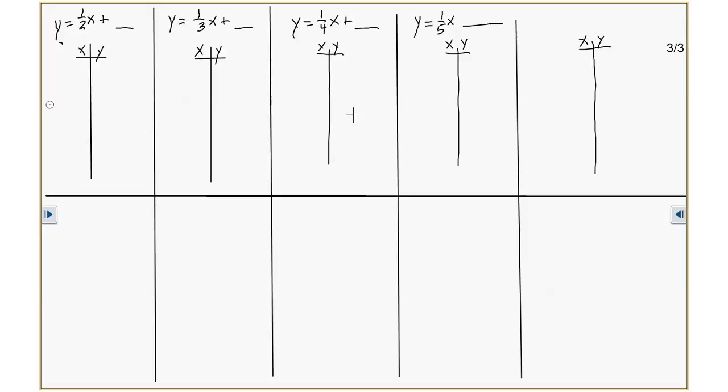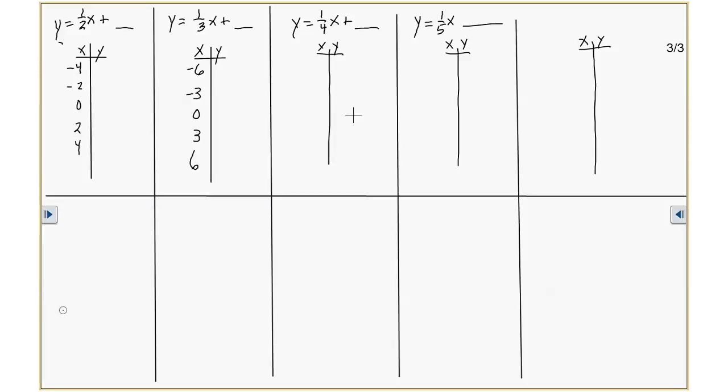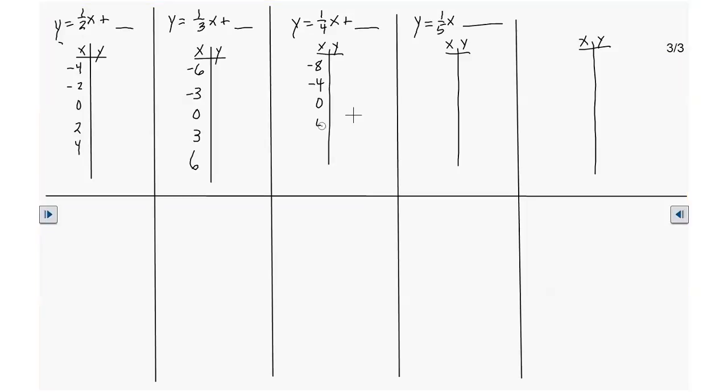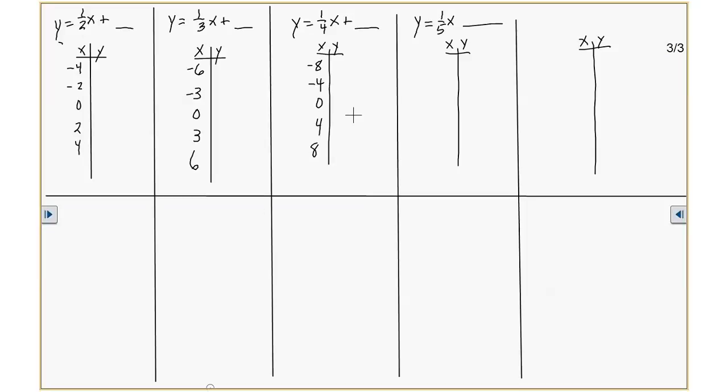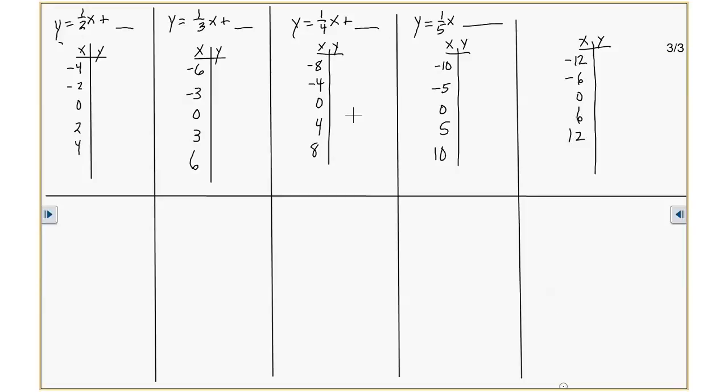And then pick points for the first one: -4, -2, 0, 2, 4. What about the 3s? -6, -3, 0, 3, 6. What about the 4? -8, -4, 0, 4, and 8. For the 5: -10, -5, 0, 5, and 10. For the 6: -12, -6, 0, 6, and 12, and so on.